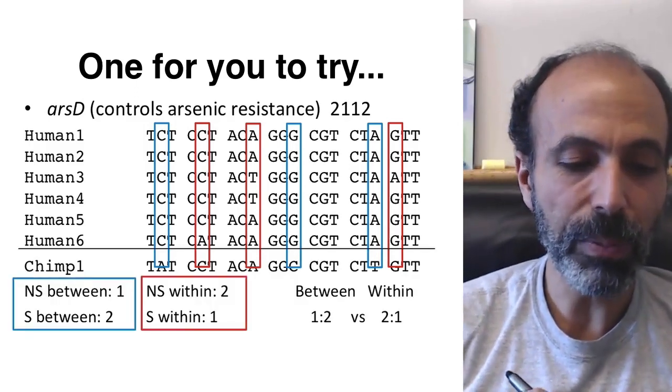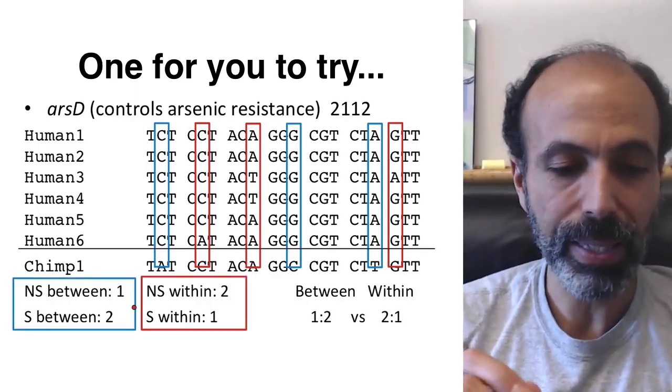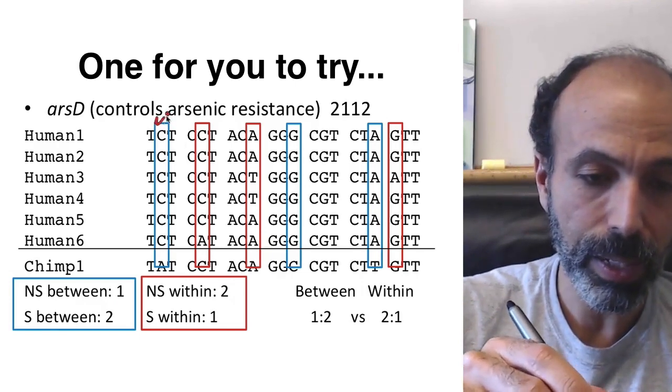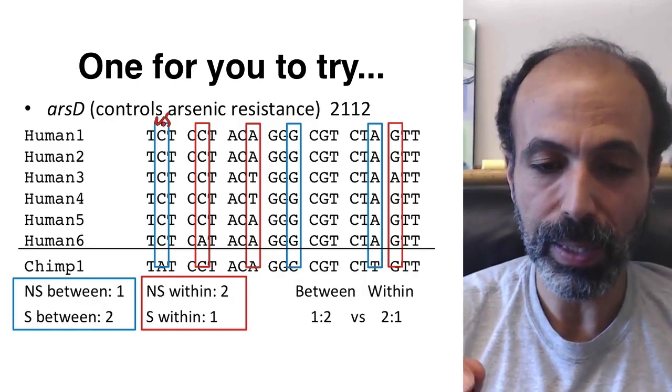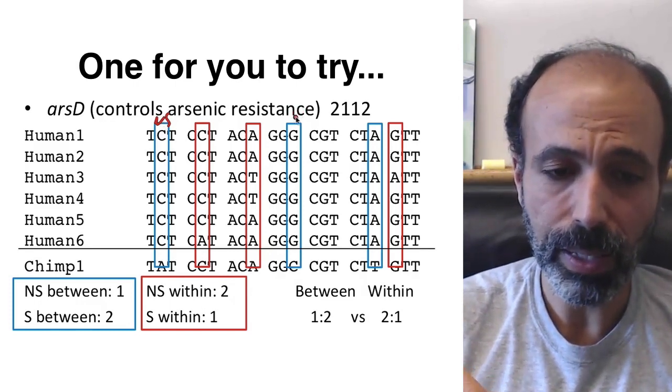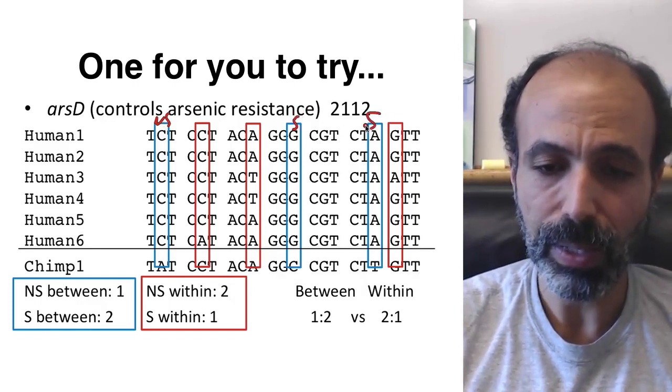When we're looking between species, we have one non-synonymous difference. That's this one right here. This is non-synonymous. And we have two synonymous differences between species. Right? So this is a synonymous difference here, and this is a synonymous difference here.